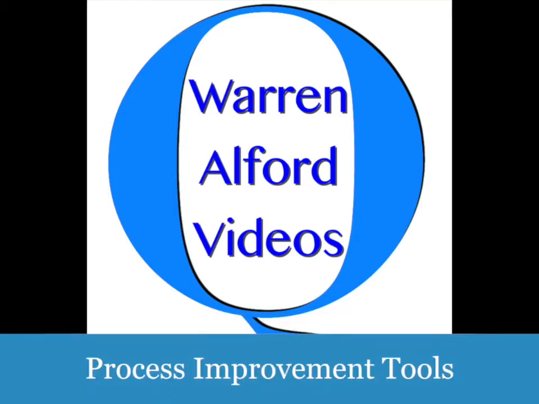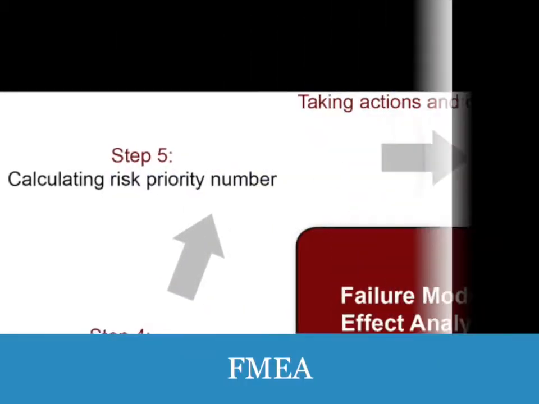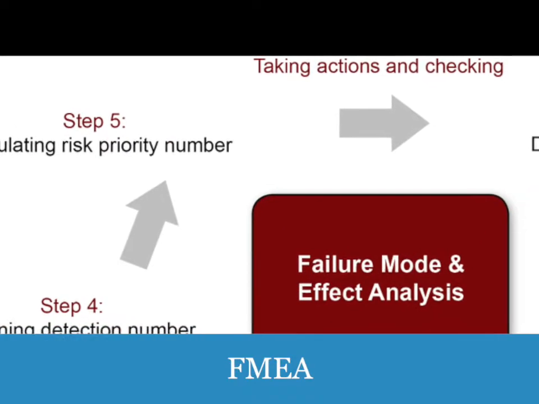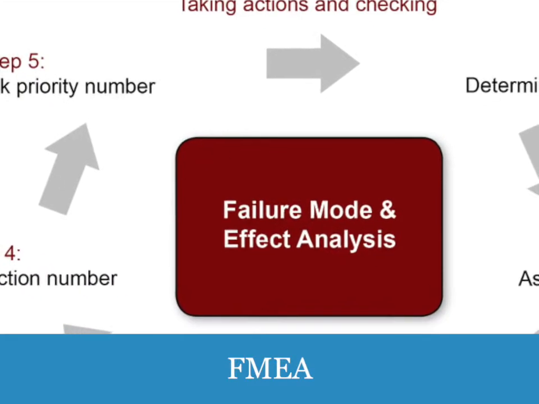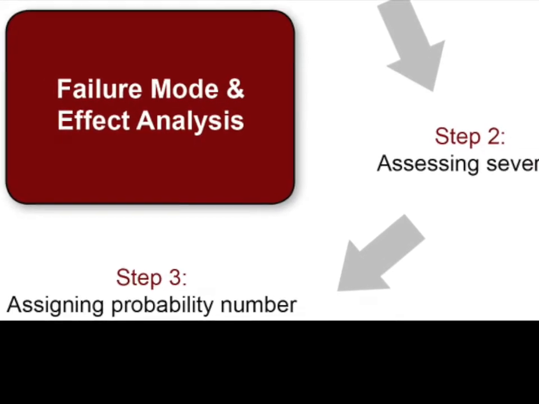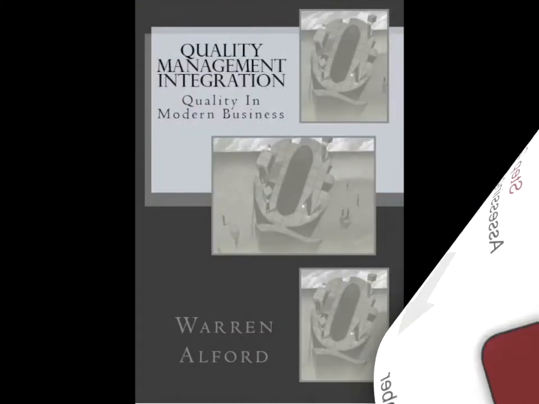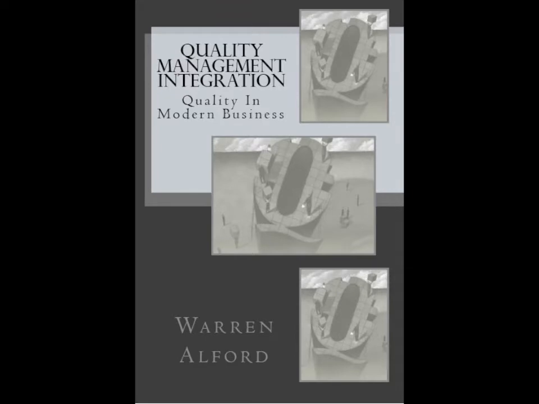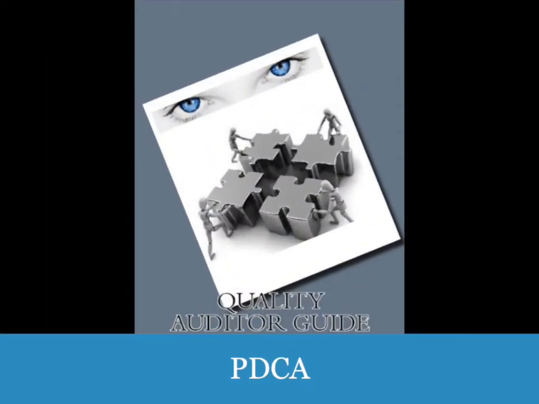Process improvement tools. FMEA, failure mode and effects analysis. It starts with potential problems and looks for resulting bad effects. It also examines ways in which a product or system failure may occur. The DMAIC, which is a Six Sigma term. Plan, Do, Check, and Act, PDCA.